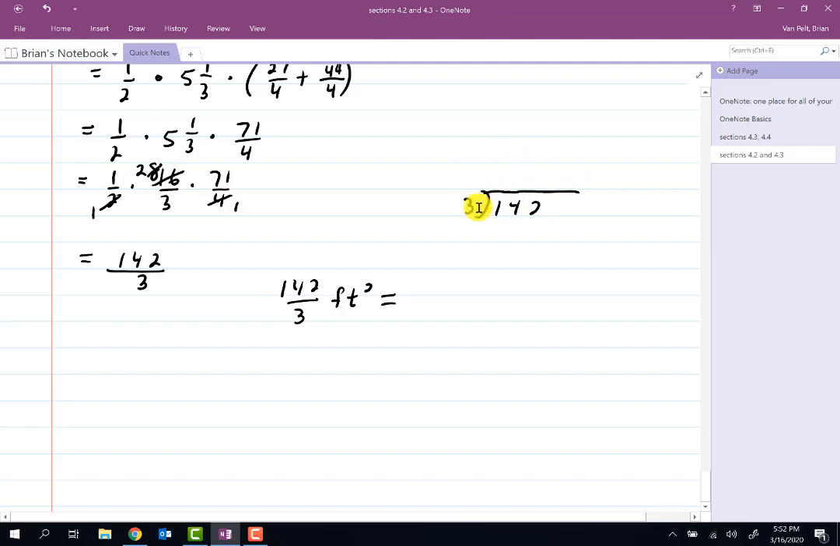3 goes into 14 4 times. 4 minus 2, drop down the 2. 3 goes into 22 7 times, with a remainder of 1. So it looks like 47 1/3 feet squared.